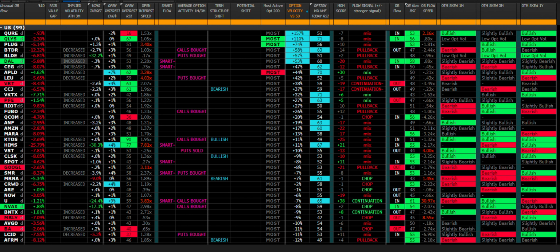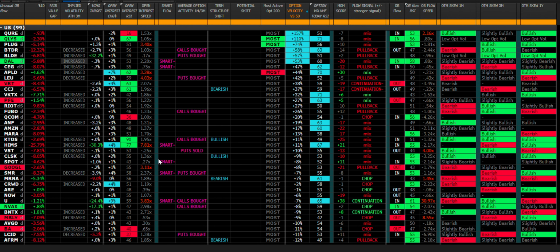Next to it, you have average option activity for 1 and 3 months. It looks at options volume changes and volatility shifts over 1 or 3 months. High activity plus volatility shifts equals a bullish or bearish signal. So there you can read calls bought, who is buying, and the signal next to it is bullish. Then we have the term structure shift. When volatility curves align bullish or bearish, it confirms the trend direction. So we have calls bought, bullish, and an increase in open interest, for example, on this stock.